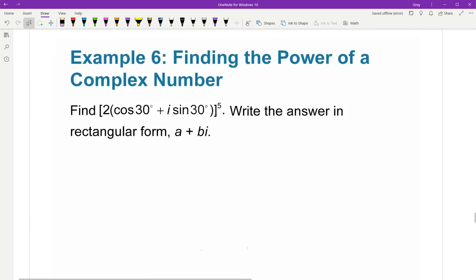All right, so look at this guy. We know that r cis theta to the n is equal to r to the n cis n theta. All right, but this time, y'all, we actually have to write, it's not letting me change anything.